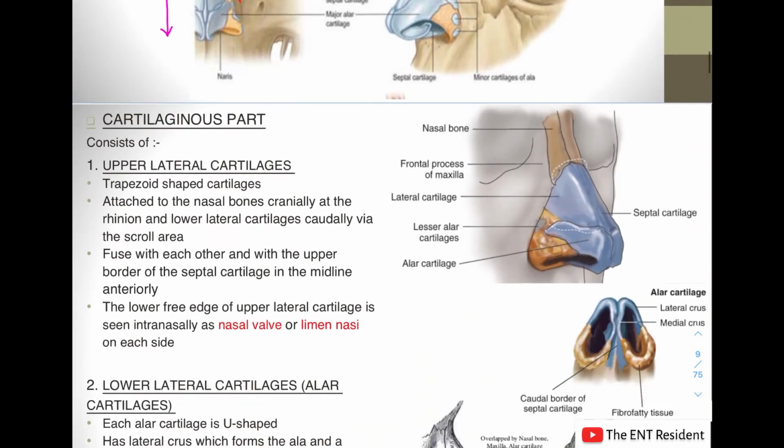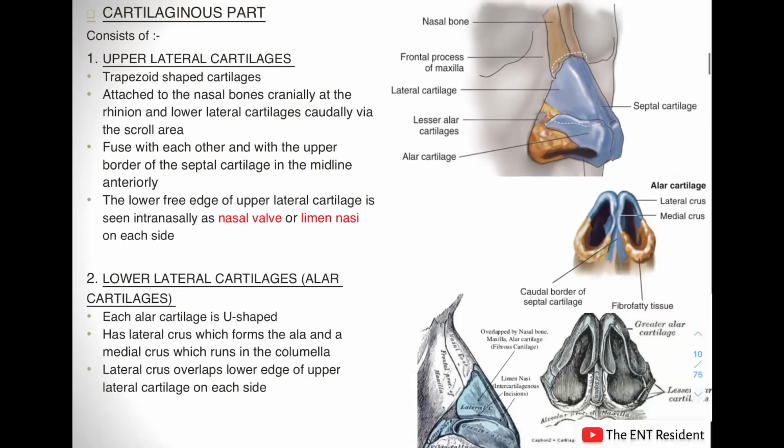Next, we move to the cartilaginous part. Now, this itself is also very important for us to know. So, there are four cartilages which are making up the external nose. We'll start off with the first one, which is known as the upper lateral cartilages. If you see in the picture, this here is the upper lateral cartilage. So, the upper lateral cartilage, as you can see from the shape here, is a trapezoid shaped cartilage.